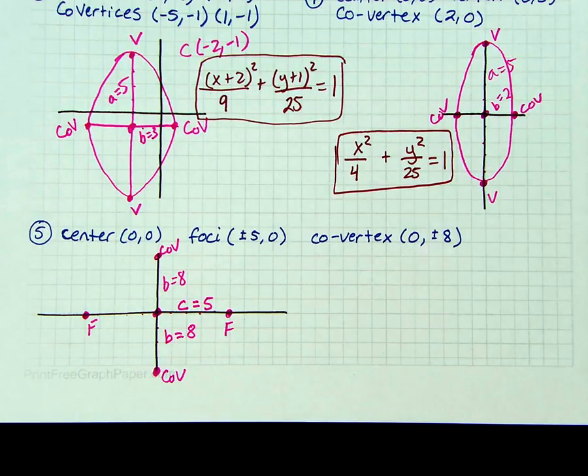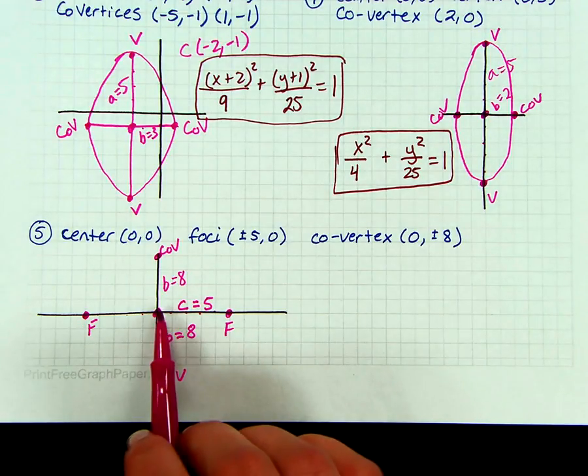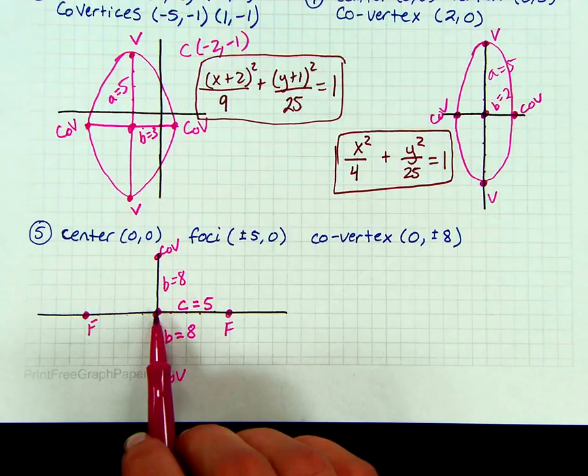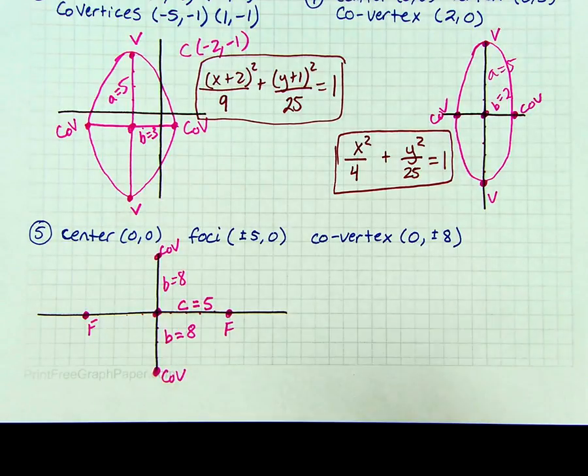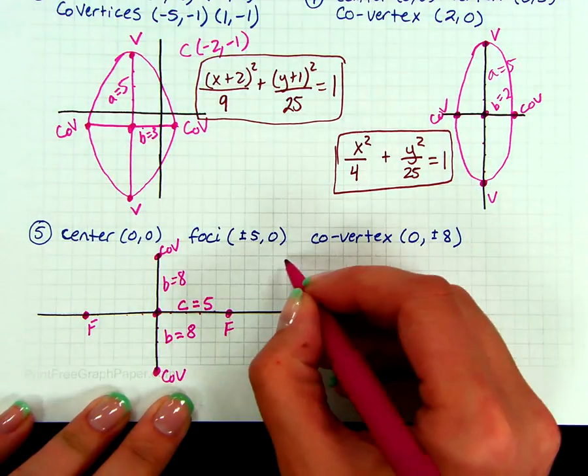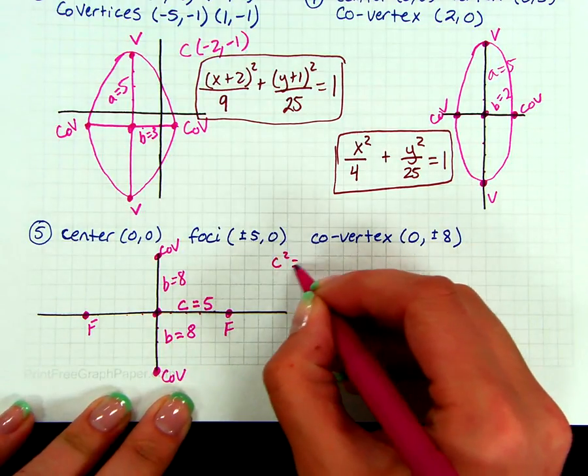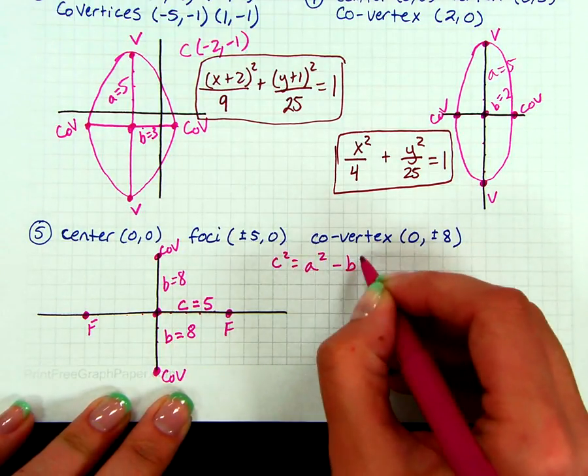So looking at this, we know that the center is 0, 0. So again, that's H and K. We have our B value, but we don't have our A value. So this time, to find it, we're using that C squared relationship. So we know that C squared equals A squared minus B squared.